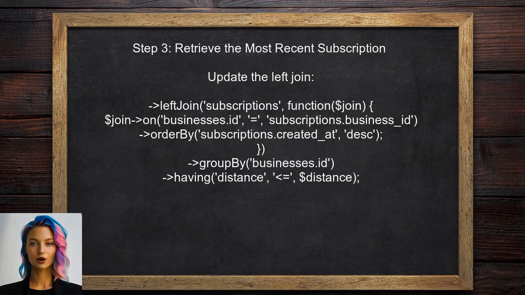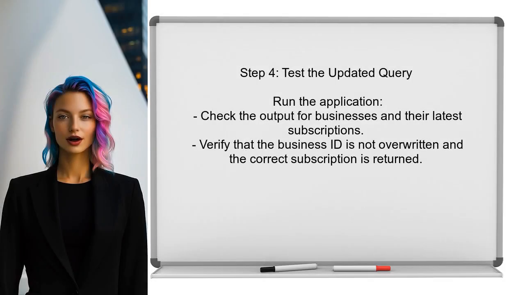To retrieve the most recent subscription, the user should adjust the left join to include an order by clause within a subquery. This will ensure that only the latest subscription is joined with the business. Finally, the user should test the updated query to ensure that it returns the correct results. This can be done by running the application and checking the output for the expected business and subscription data.